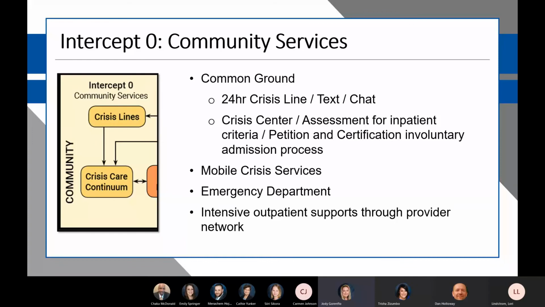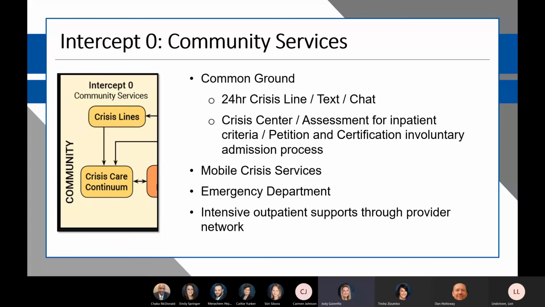Or also in situations when individuals have integrated health needs. So if they also have physical health needs and they know that their physical health needs are in jeopardy at the time as well, they might prefer to go to the emergency department where they have access to a medical team as well as a psychiatric team.